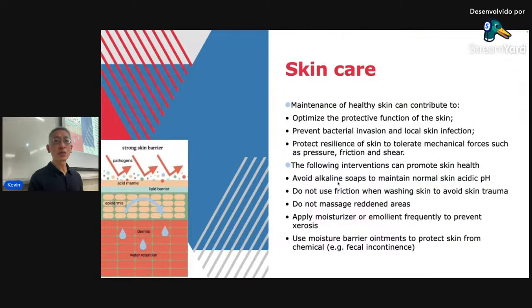And the skincare that is required to maintain skin health is to protect the skin early, prevent bacterial invasion, and we want to avoid alkaline soap, avoid too much friction on the skin that can damage the fragile skin. And also, we want to apply regular moisturizer in order to maintain the hydration level. At the same time, we want to select the moisturizer that has the correct formulation with the right type of hydration product, humectants, and also the pH level.